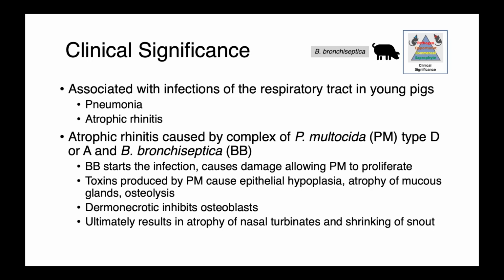The way that we think these infections work is that Bordetella starts the infection. It causes damage to those mucosal tissues, which allows Pasteurella multocida to proliferate. Toxins produced by Pasteurella cause epithelial hypoplasia, atrophy of mucus glands, and osteolysis. And then the dermonecrotic toxin produced by Bordetella bronchoseptica inhibits osteoblasts. Ultimately, what we see is atrophy of the nasal turbinates and shrinking of the snout.